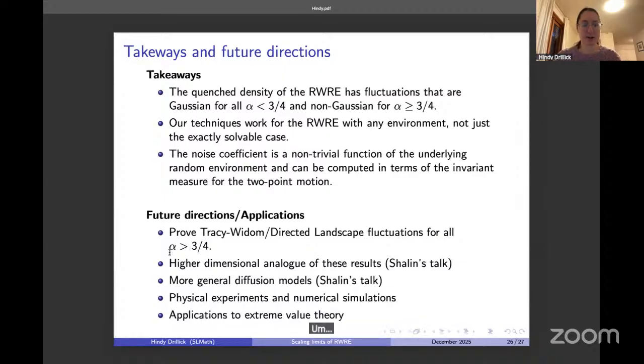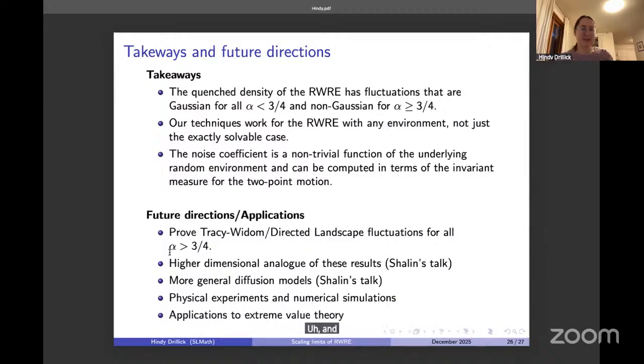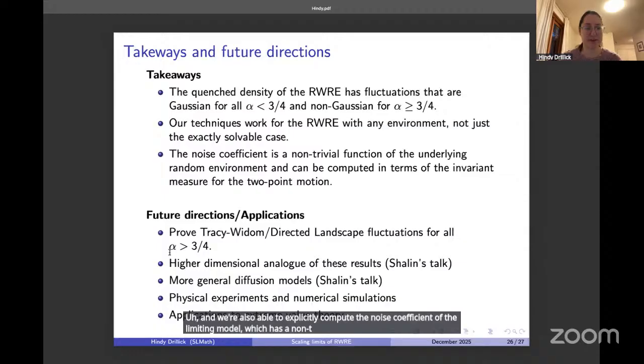Our techniques work for any environment, not just the exactly solvable beta case. And we're also able to explicitly compute the noise coefficient of the limiting model, which has a non-trivial form in terms of the invariant measure of the two-point motion.